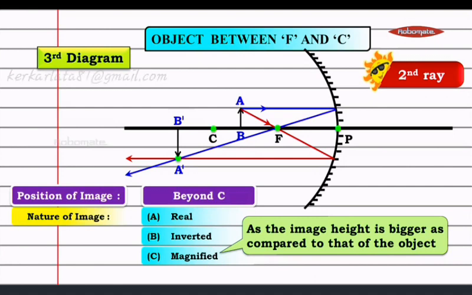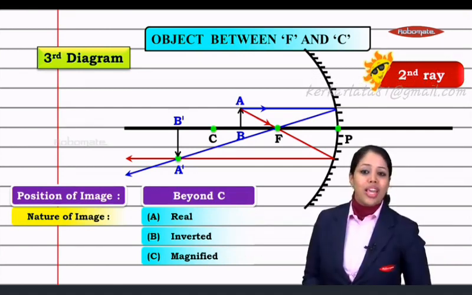So, you have this real, inverted and magnified image when the object is between F and C. So, that is how, students, we make ray diagrams.